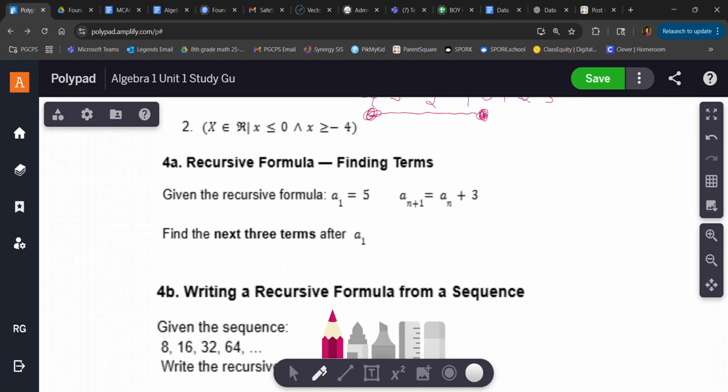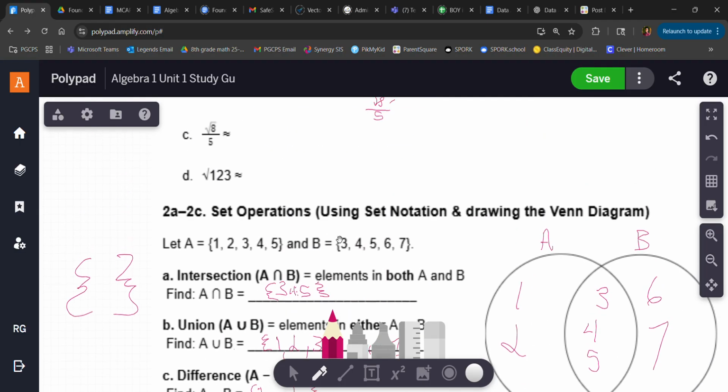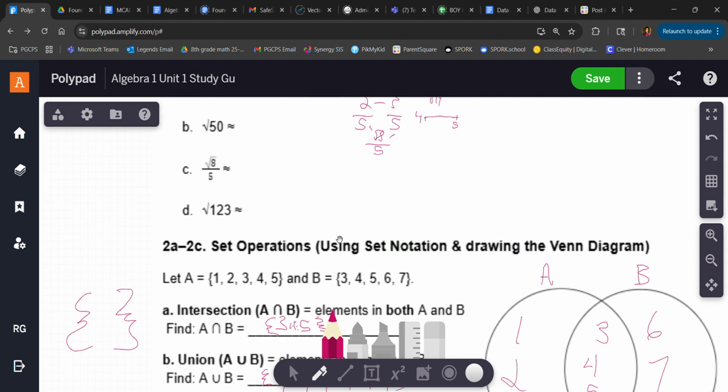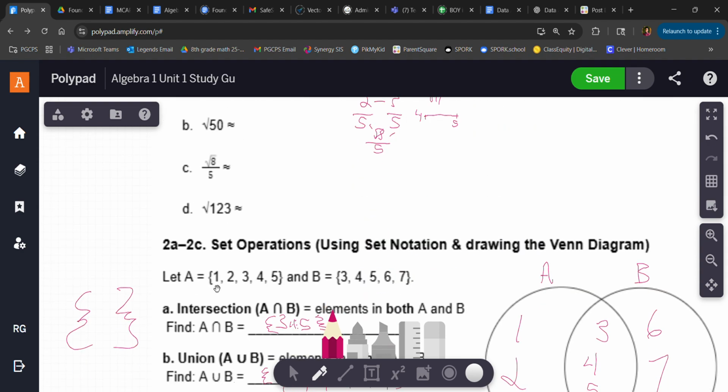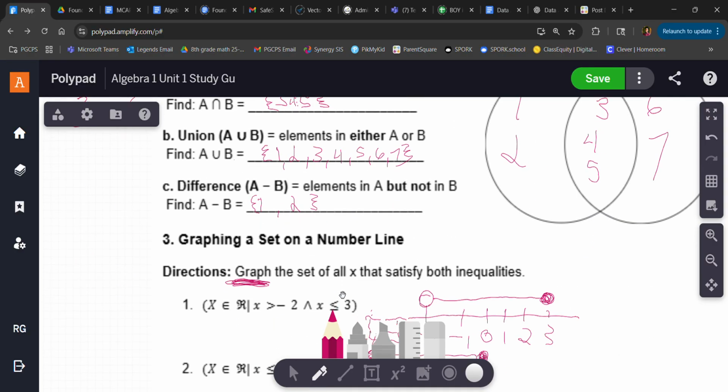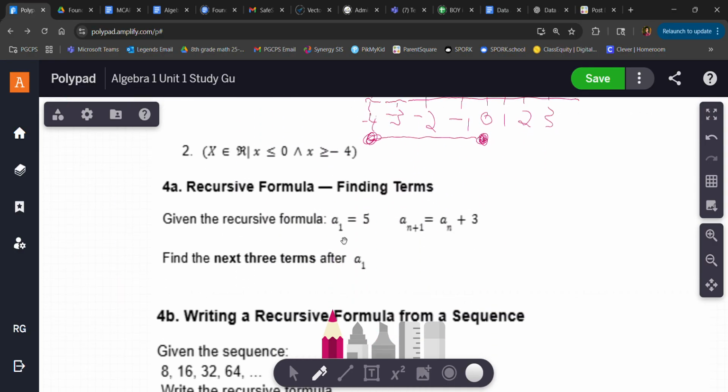For number 4, the recursive formula says given recursive formula A1, we learned that subscript 1 means the first term in the sequence, whatever the first number is. For example, if we scroll up to number 2, we see the first term was 1 in set A, and set B, the first term was 3. So that's all the subscript represents.